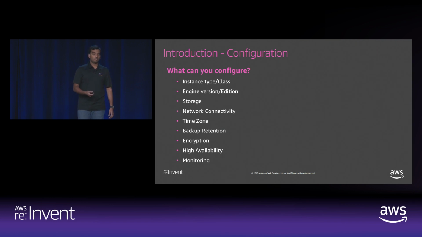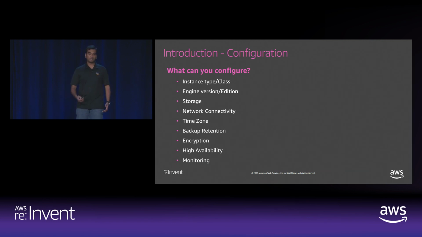You can choose which clients actually have network accessibility to your database, and what port you want to run your database on. Some applications might need the database to be running in a different time zone. Do you want backups enabled? How long do you want to retain those backups? Do you have any PII data, or do you want to encrypt your data? Is this a production workload? Do you want to enable high availability for this instance? And also different levels of monitoring.